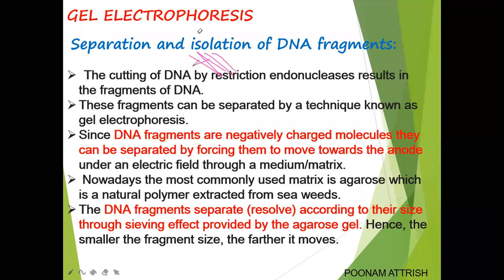When a mesh-like structure is formed, some pores are created. Here you can see, these are the pores. Through these pores, as per the size of the DNA fragments, the DNA fragments move from cathode to anode. So you can say that agarose gel provides a sieving effect for the DNA fragments. It sieves the molecules. It helps in resolving or separating the DNA fragments. So smaller molecules move forward and the larger molecules remain behind.